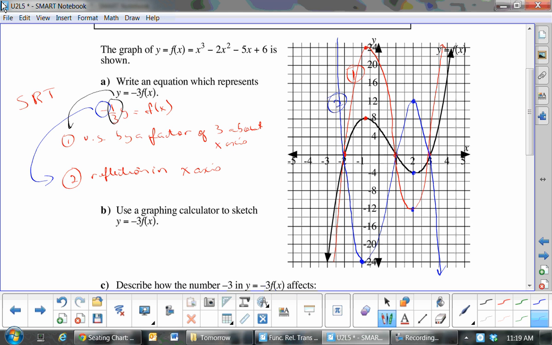And the nice thing about this one, which you will not usually have this convenience, is you can put in x cubed minus 2x squared minus 5x plus 6, the original, and then do negative 3, and then brackets around everything, and you will get this picture.